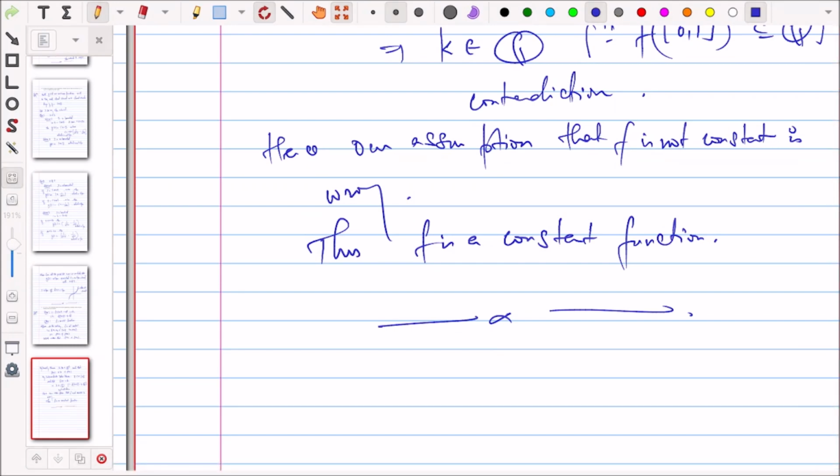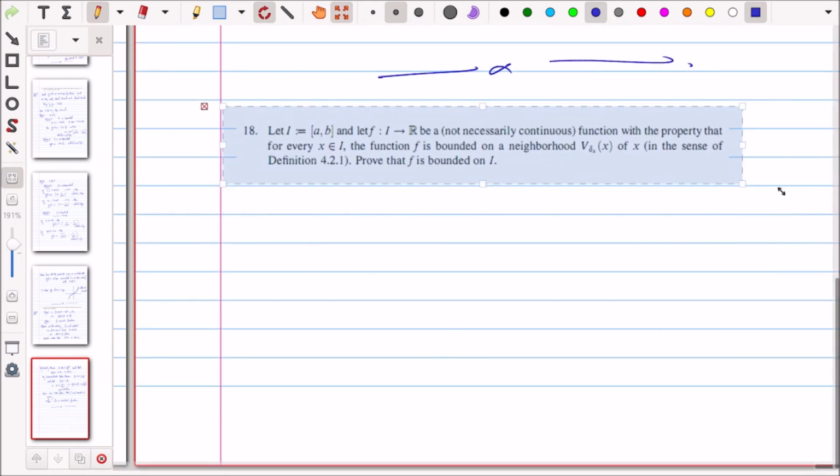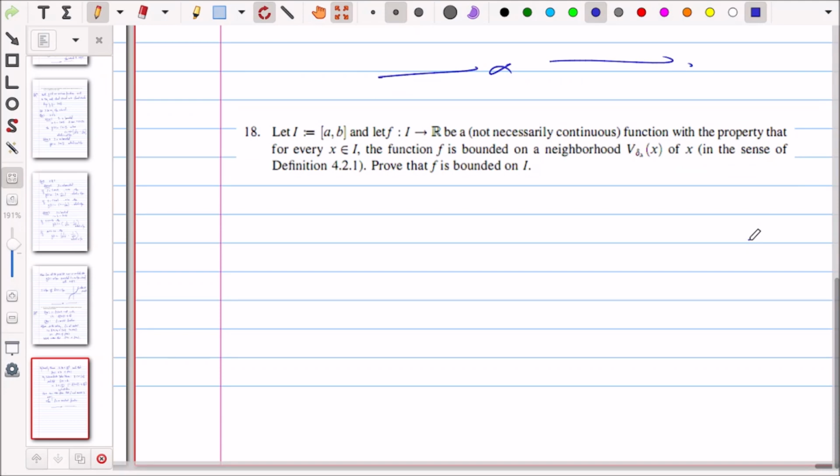Now let us move to question number 18. So now here the function f is given, f is not given to be continuous. It is not known that f is a continuous function, but it has a property that for every x the function is bounded on some neighborhood of x. We have to show that the function is bounded on I.